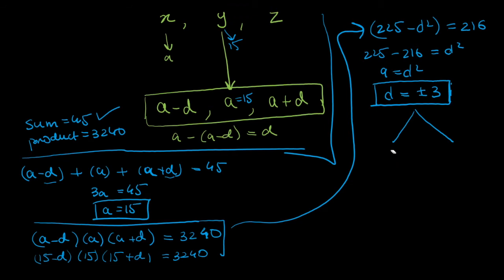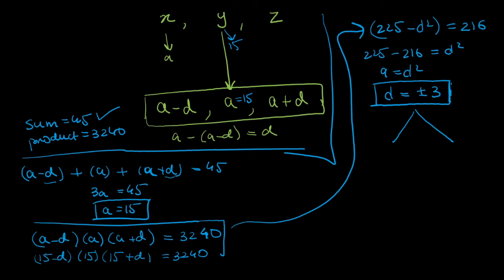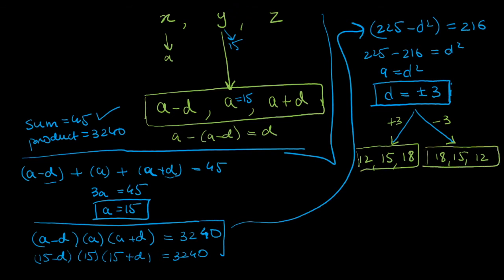Let's change the color. So we're left with 15 in the middle in both cases actually, right? But if we take plus 3 as the common difference, we get 18 here and 12 here. And if we take minus 3 as the common difference, we're left with 12 and 18, right? So these are our three consecutive terms. Now, if you take a closer look, 12, 15, 18, 18, 15, 12, they're the same thing, right?